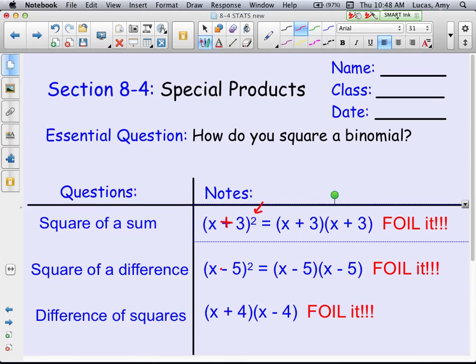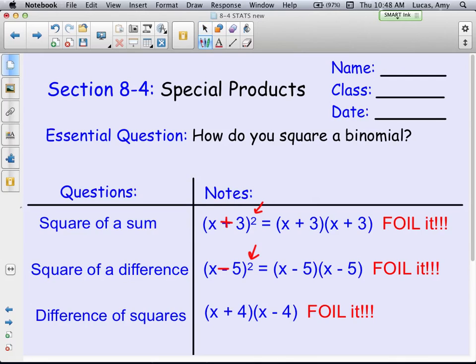Similar to that on the next one, square of a difference. Difference is subtraction. Squaring it means multiplying it by itself. So you notice that what we have written over here on the right-hand side is x plus 3 times itself, and then x minus 5 times itself. So the exponent means that you repeat what you see in the parentheses, and in both of these cases, it's a binomial. So you repeat that binomial and multiply it by itself.